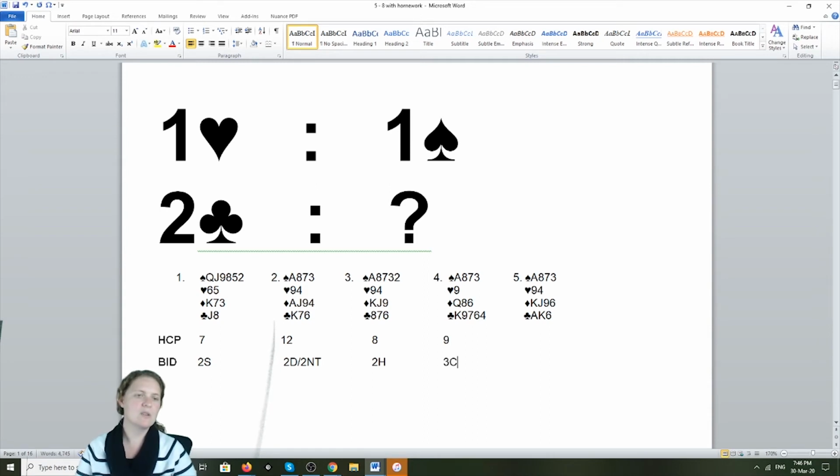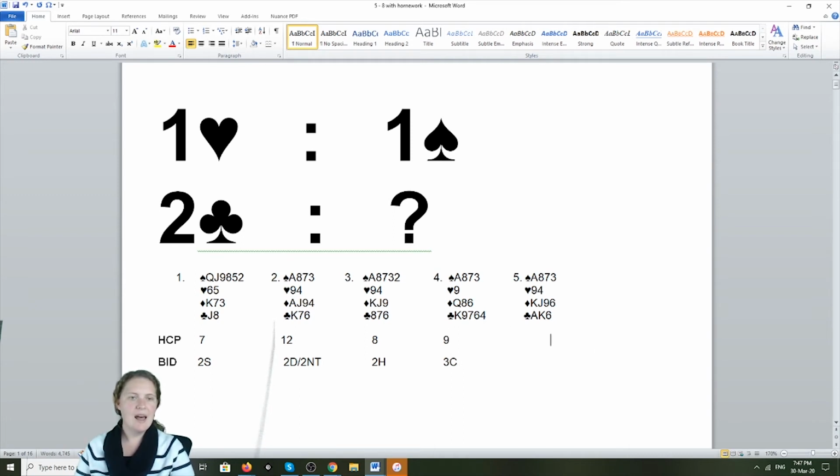So what we want to do is raise it. Now, you might be a little bit confused about why we're raising to 3 when normally you just raise to 2 with 6 to 9. What happens is that it's normally the 2 level with 6 to 9, but I like to think of it as the cheapest level. So 6 to 9 should raise to the cheapest level. And here, after our partner's bid 2 clubs, the cheapest level in clubs is actually the 3 level. So that's what we should be doing on that one.